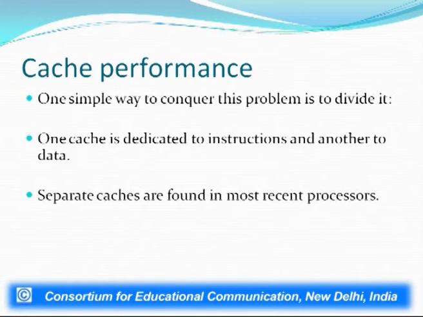Separate caches are found in most recent processors. As we have discussed, it is better to have two caches, separately for instructions as well as for data. Separate caches are found in most recent processors so that the speed of the computer, restoring memory and organizational activity is better. Now, average access time.